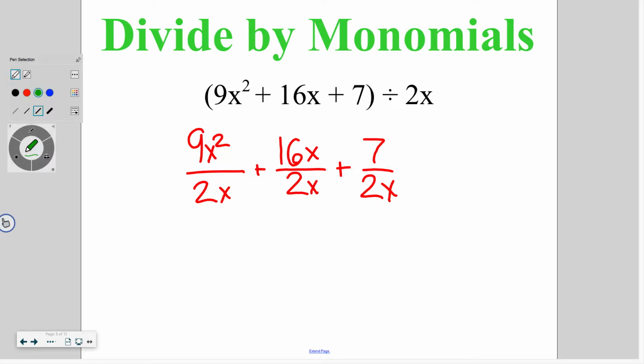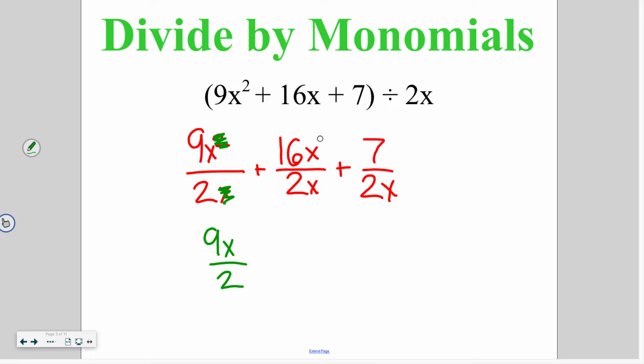Now what you need to look to do is see if you can reduce any of these fractions. So this first one, I have 9x squared and 2x. I can take an x out of both of them, leaving me with 9x over 2. The next one, I have 16x and 2x. So I can take an x out of both, and I can divide both by 2, giving me 8 over 1, which is just 8.